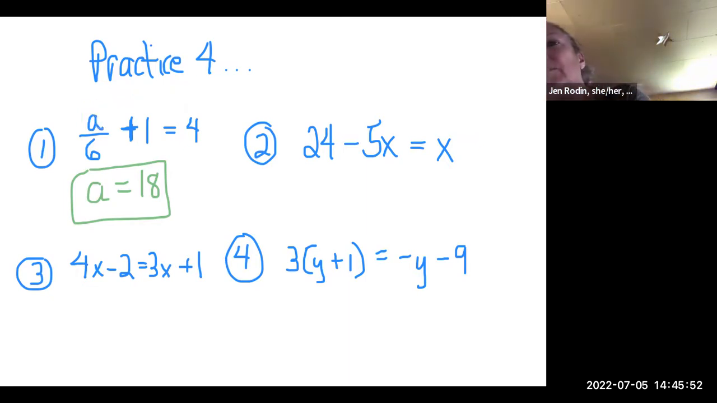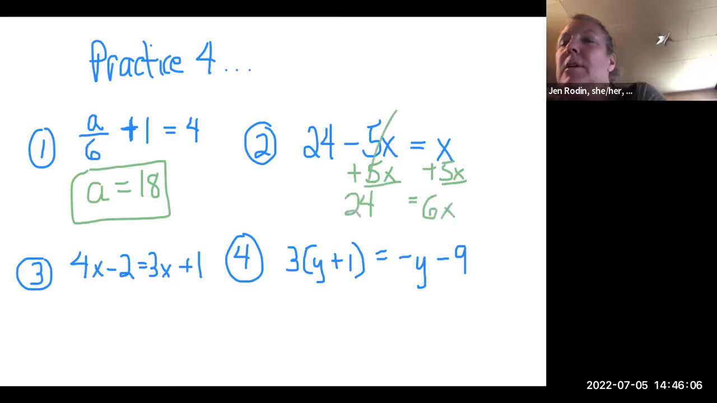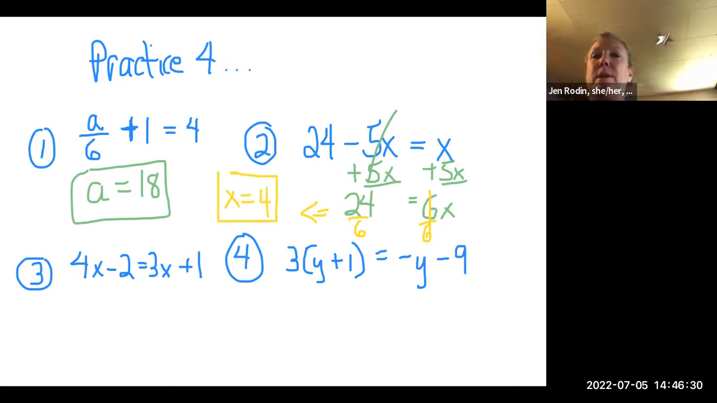The next one, we want our x terms to get together. So add 5x to both sides. And like I said before, I like to have a positive coefficient with my x term. But you don't have to. Sometimes people want their x term to be on the left, like beyond all reason. They just want it on the left because that's how they learned it. That's okay. It will still work. Divide by what's with x. So x is going to equal 24 divided by 6. It's 4. Any questions about that one?